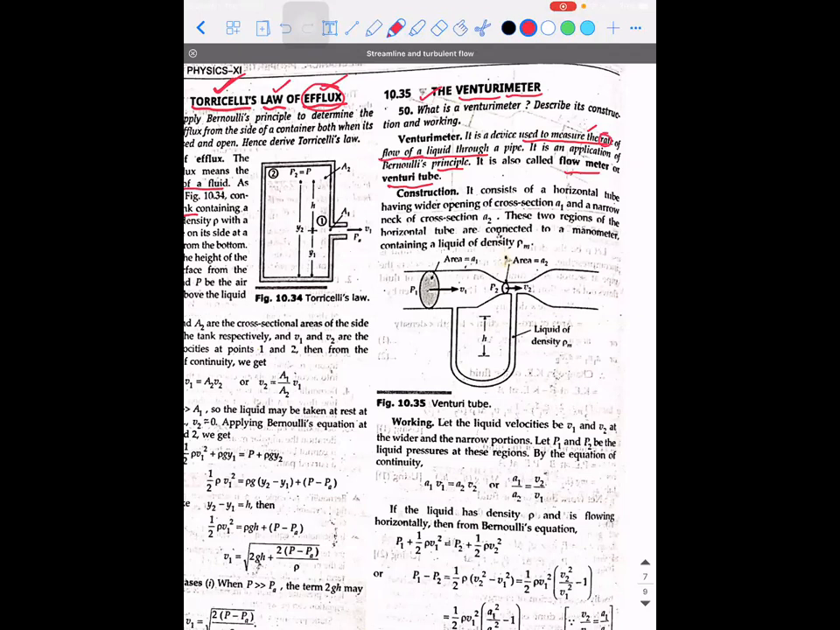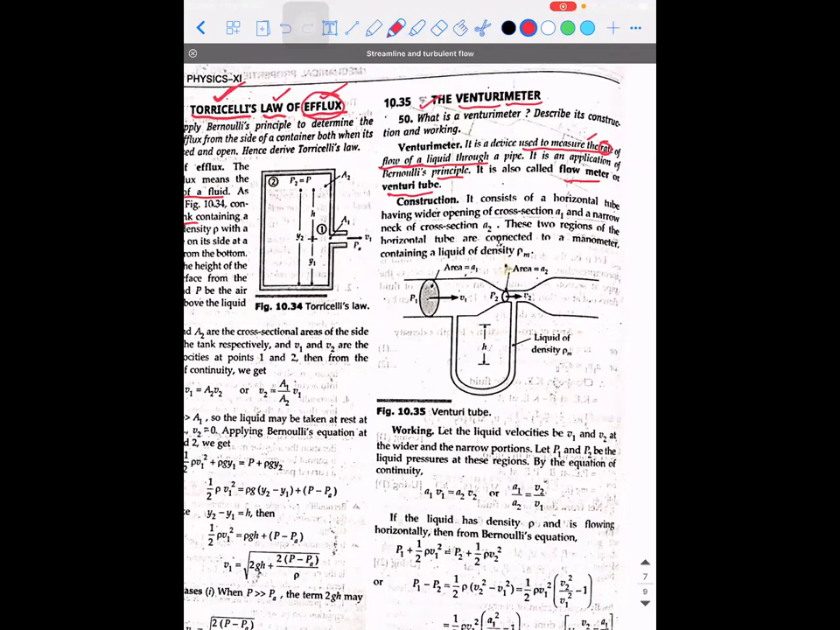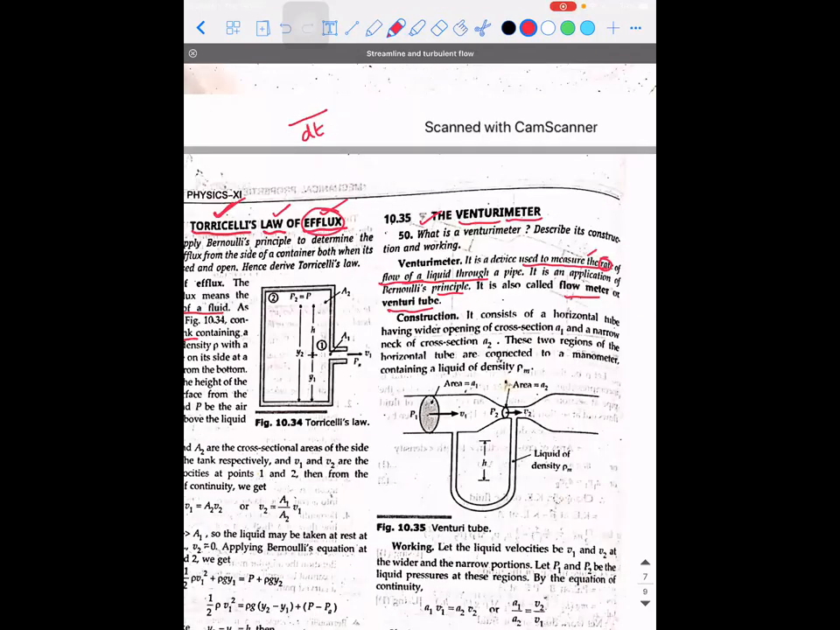What do you mean by rate of flow? Rate means, as I've already told you, some parameter has to change with respect to time, in some amount of time. So rate means dt in the denominator, or delta t in the denominator.